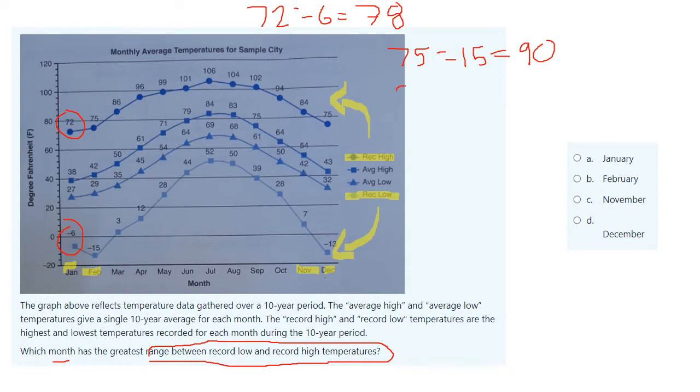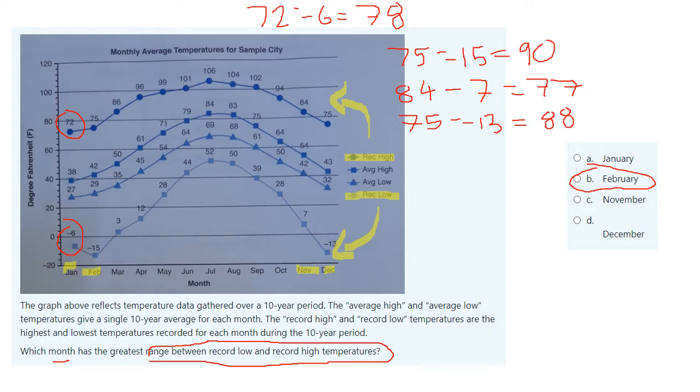Then November, the highest temperature was 84. The lowest temperature was 7. So 84 minus 7 gives you a range of 77 degrees. And then finally, we come to December, which had the record high of 75 and the record low of -13. So 75 minus -13 gives you 88. So the correct answer would be February. February has the biggest range.